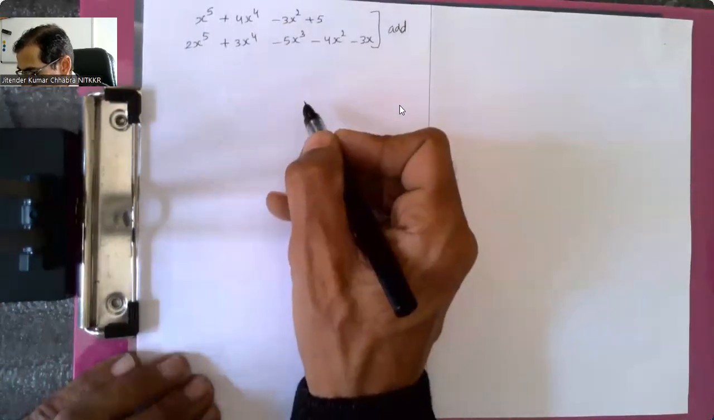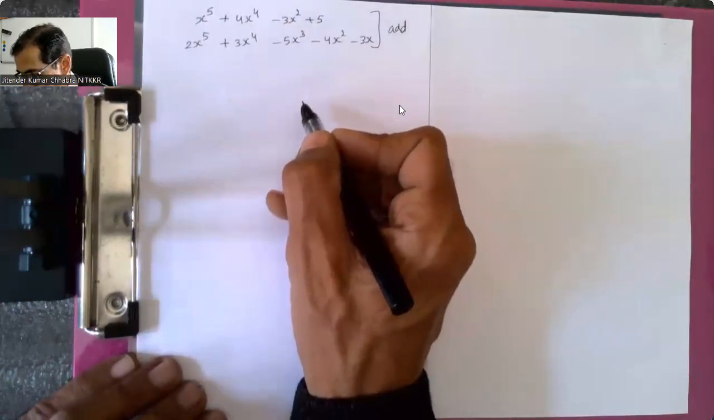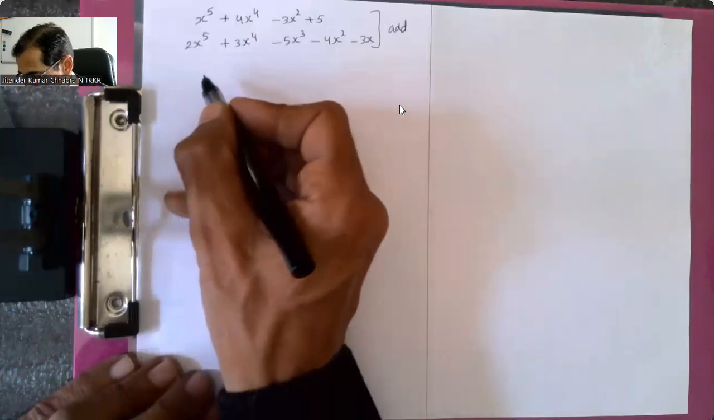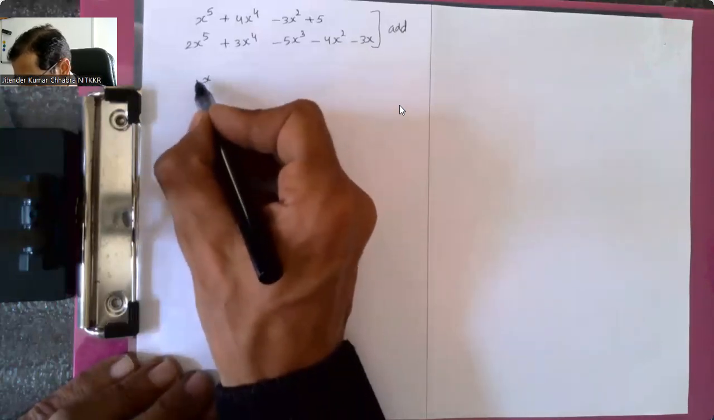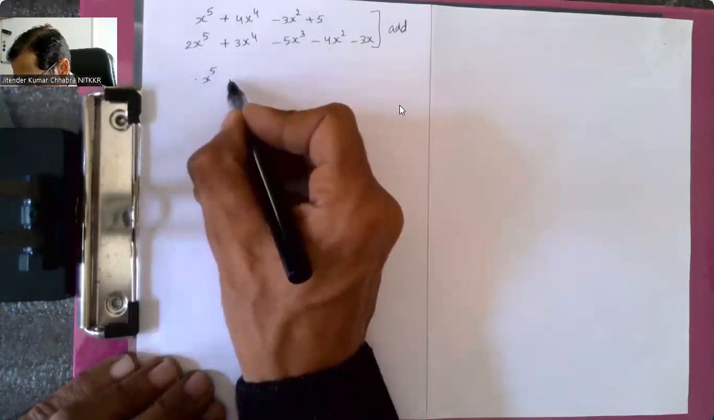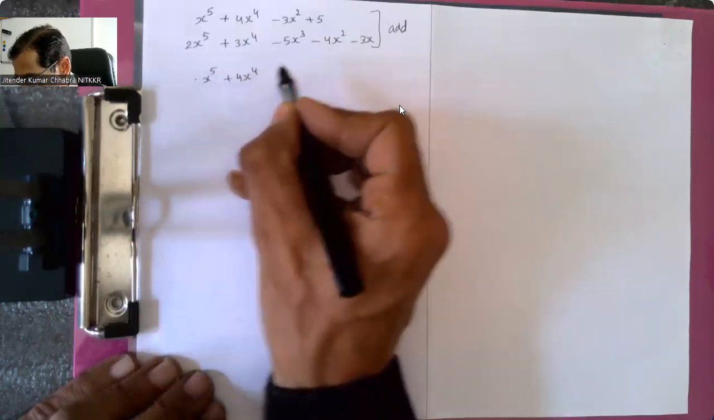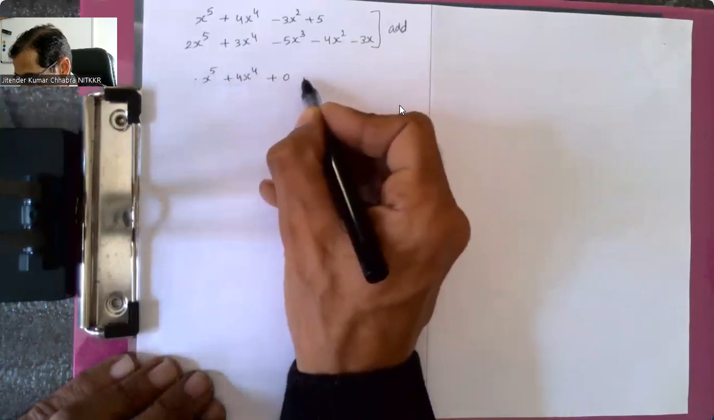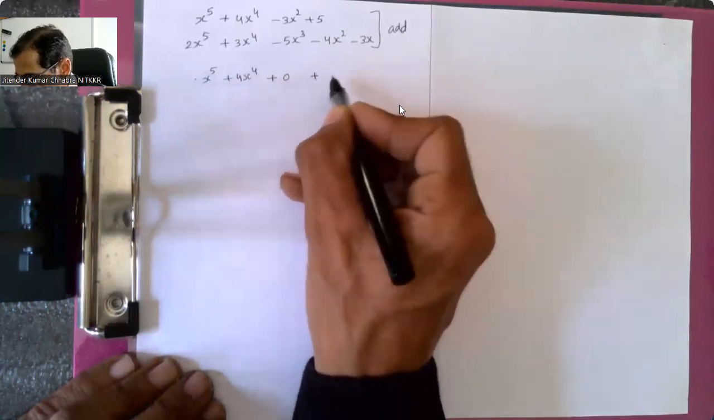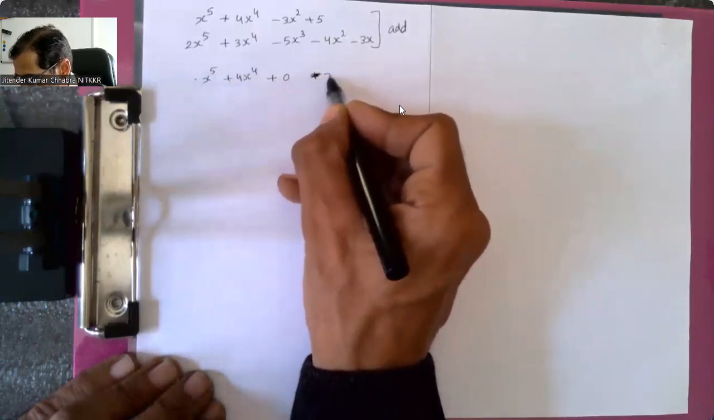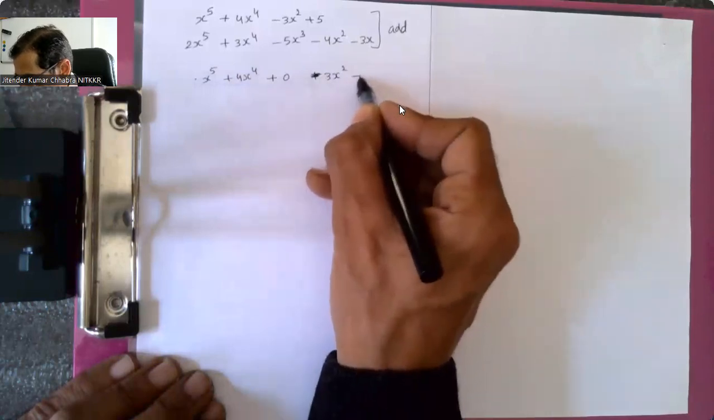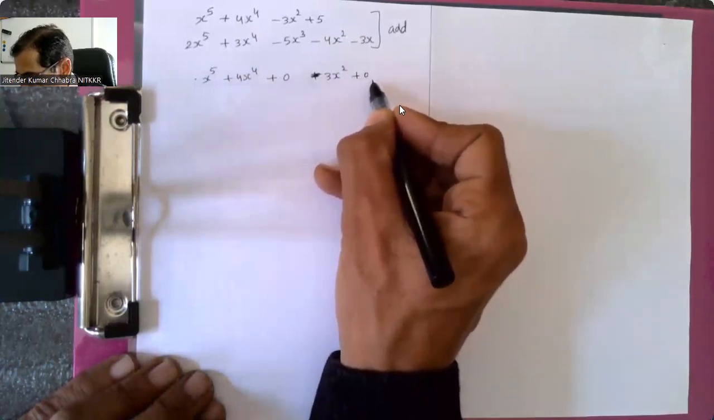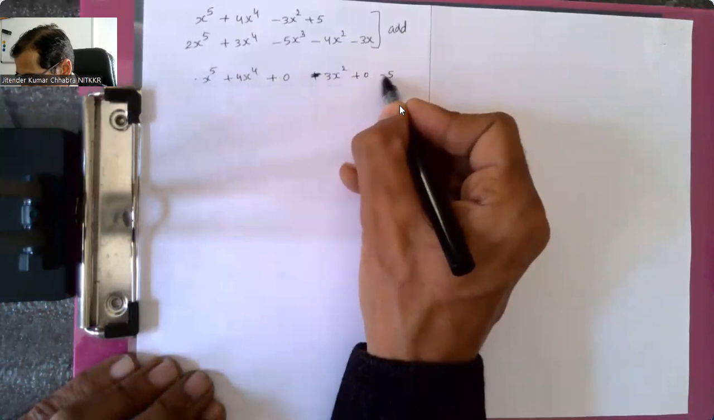I want to add both. How do we really add? We know in school what we have studied. We used to always write, let's say, x raised to 5 plus 4x raised to 4. The x cube term is missing, so we will write plus 0 here or empty here. Then minus 3x square. Then again plus 0 in terms of x, then plus 5.